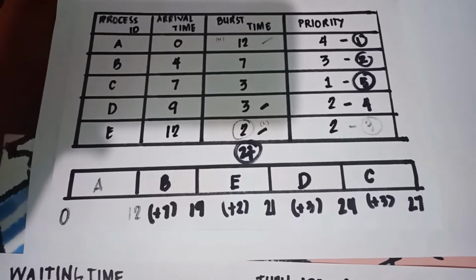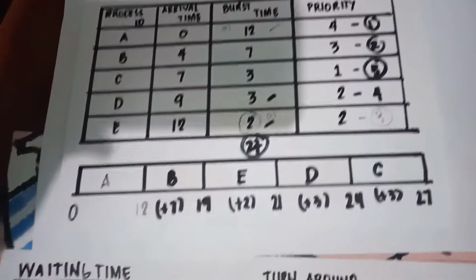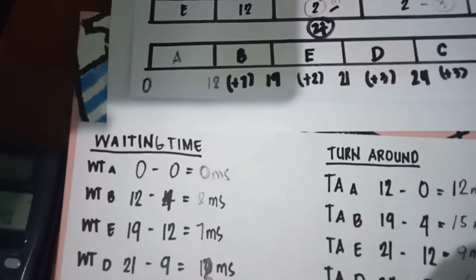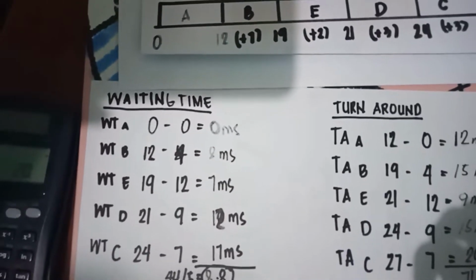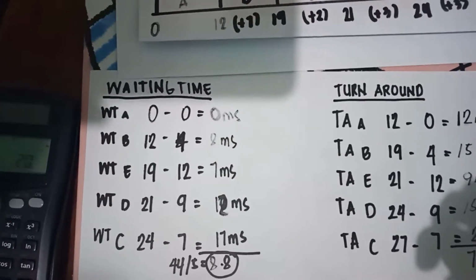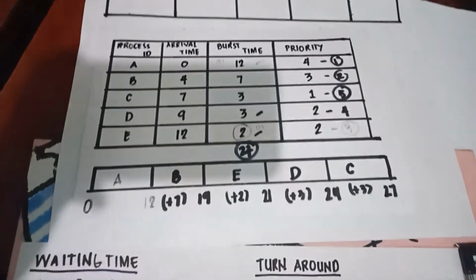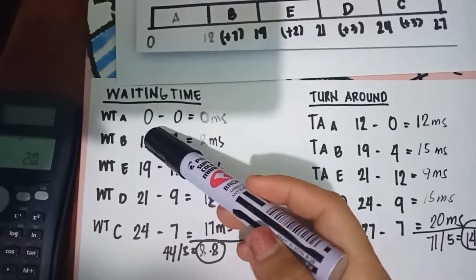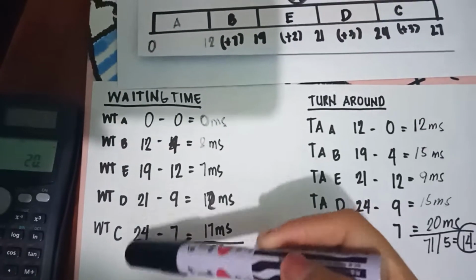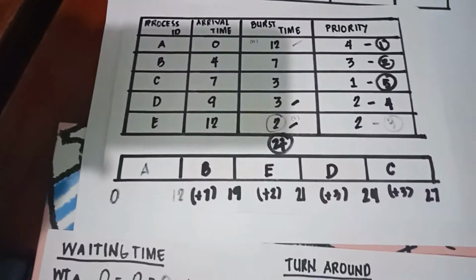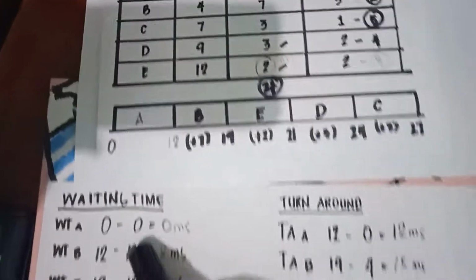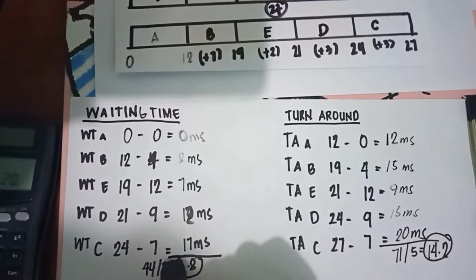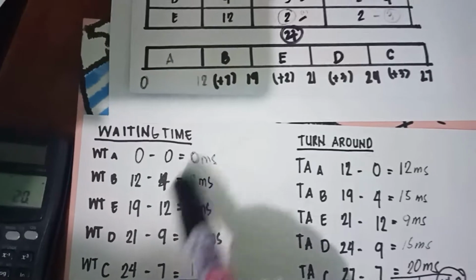Now, the next process of our algorithm is to compute the waiting time and the turnaround time. The formula for computing the waiting time is the Gantt chart value minus the arrival time. Now, the Gantt chart values are 0, 12, 19, 21, and 24, and the arrival time values are 0, 4, 12, 9, and 7. Here is the result.